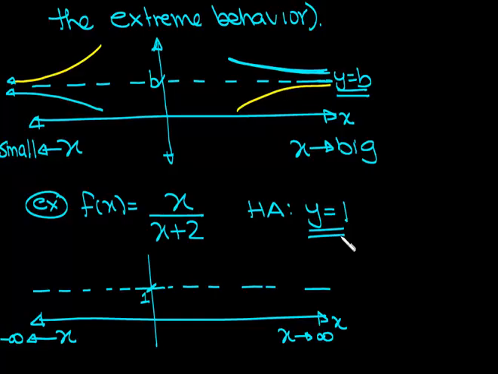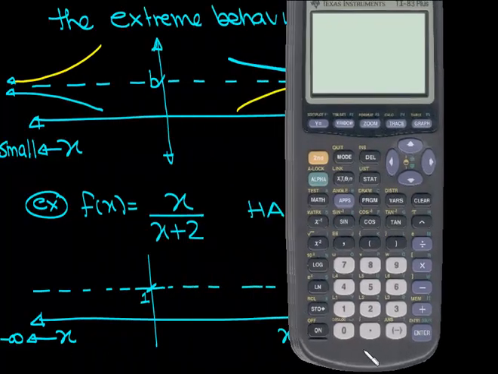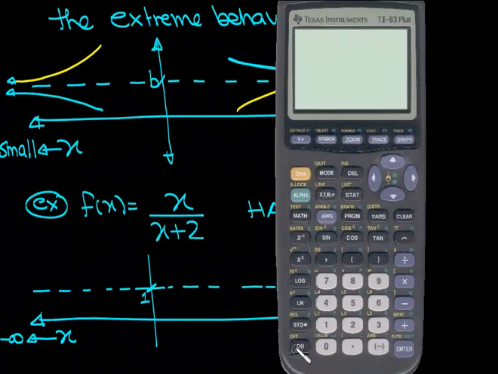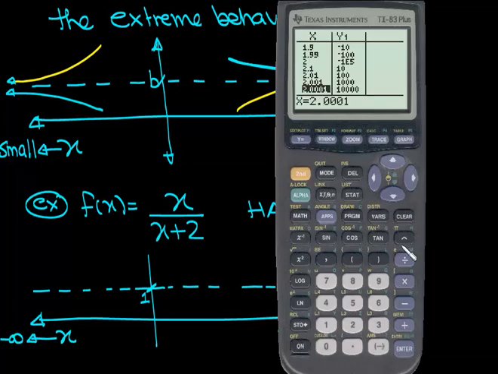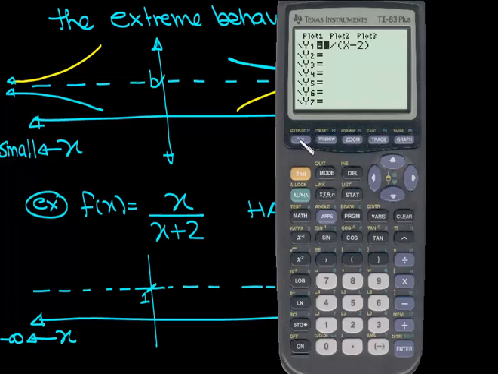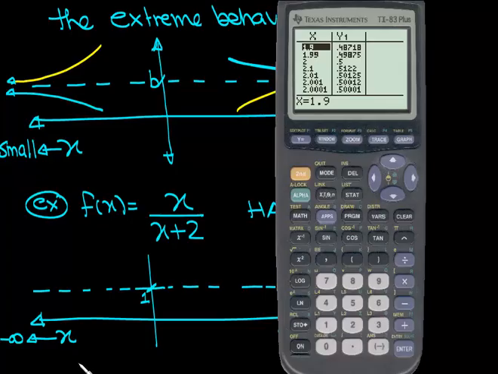So let's test that. Let's get a calculator out and see. I'm going to define that function again. I'm going to clear that. I'm going to go x divided by parentheses x plus 2. Then I'm going to go to second and table. I'm going to enter values of x that are really big. So let's start with 100. If x is 100, what is y going to be? 0.98. That's pretty good. How about 1,000? It's 0.998. How about 10,000?